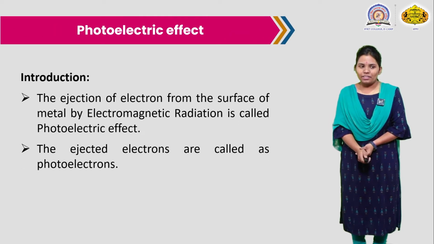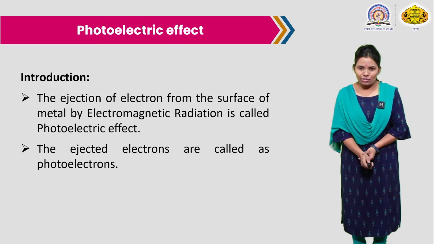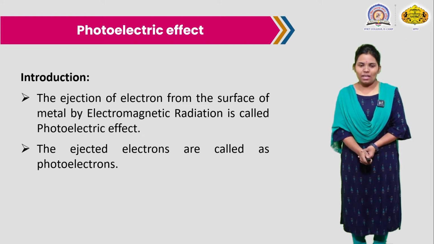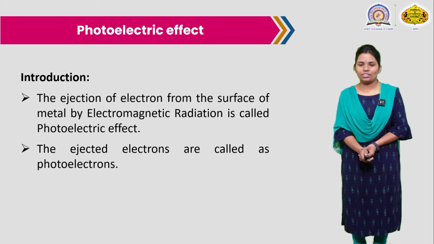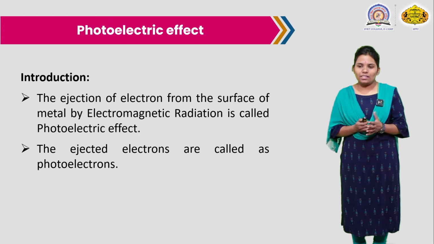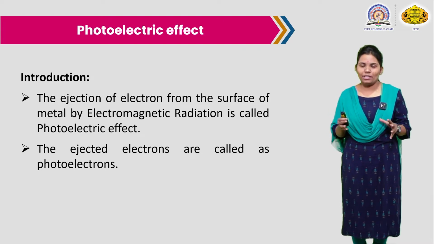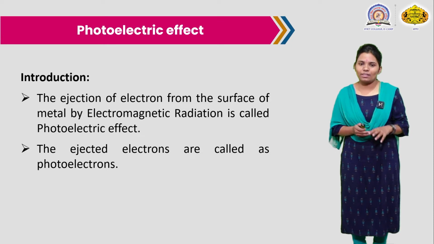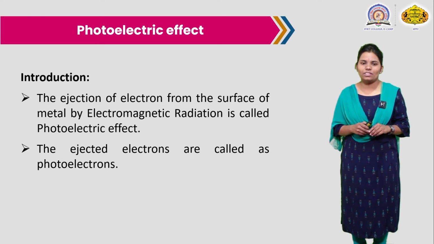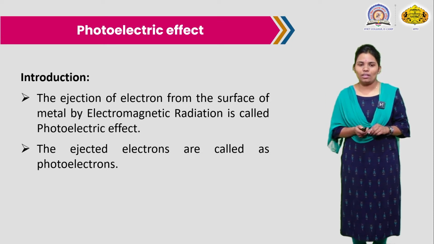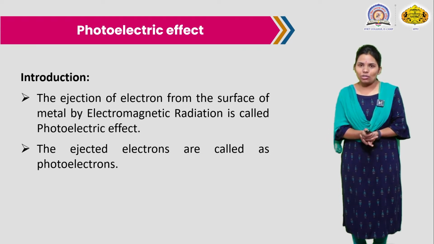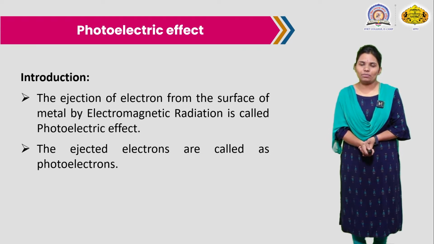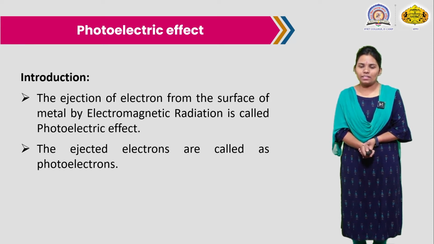Next is the photoelectric effect. What is the photoelectric effect? The ejection of an electron from the surface of a metal by electromagnetic radiation is called the photoelectric effect, and the ejected electrons are known as photoelectrons. The phenomenon is like this: if you take the surface of a metal or a metal plate, when light falls on that metal plate, some electrons are ejected. In solar panels and electronic cameras, generally we can see this effect, the photoelectric effect.